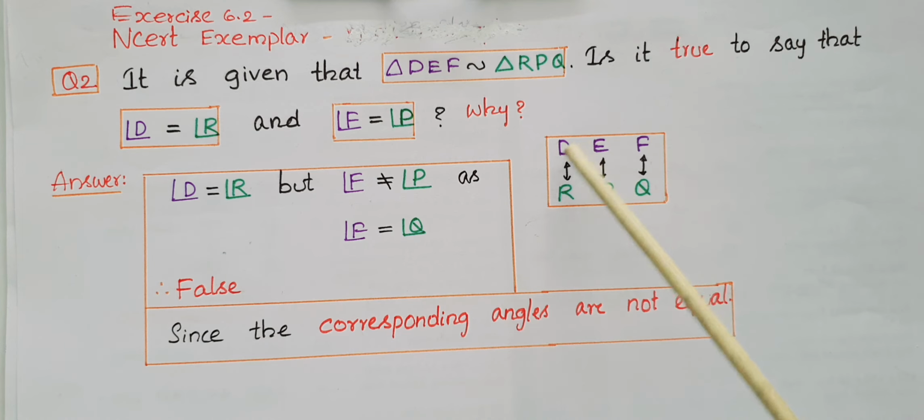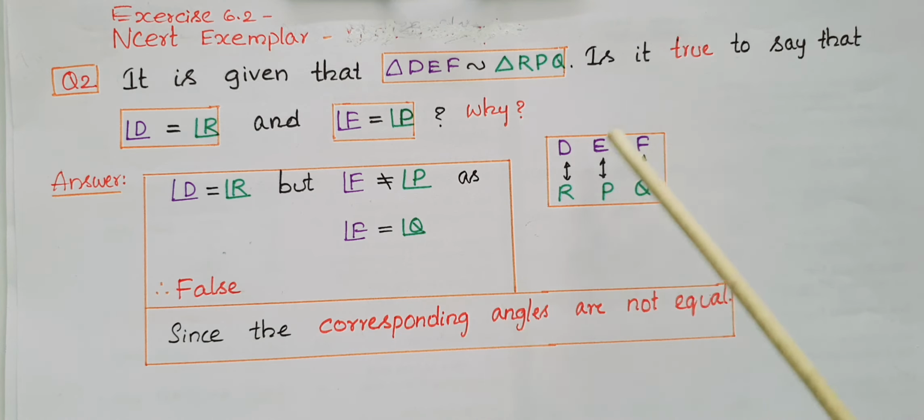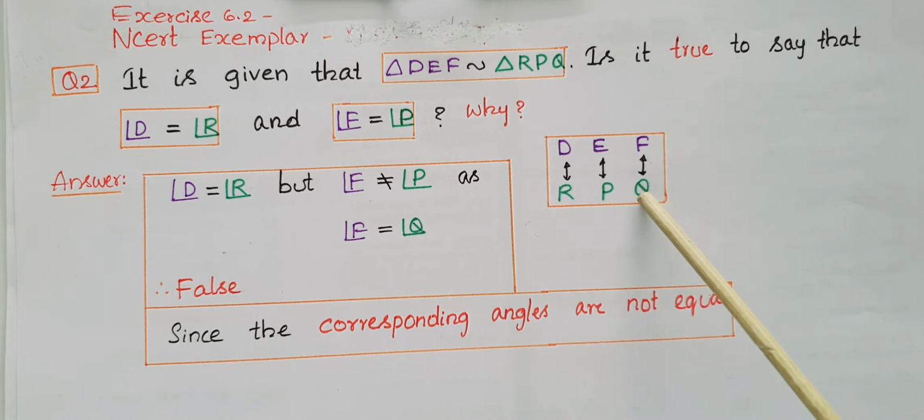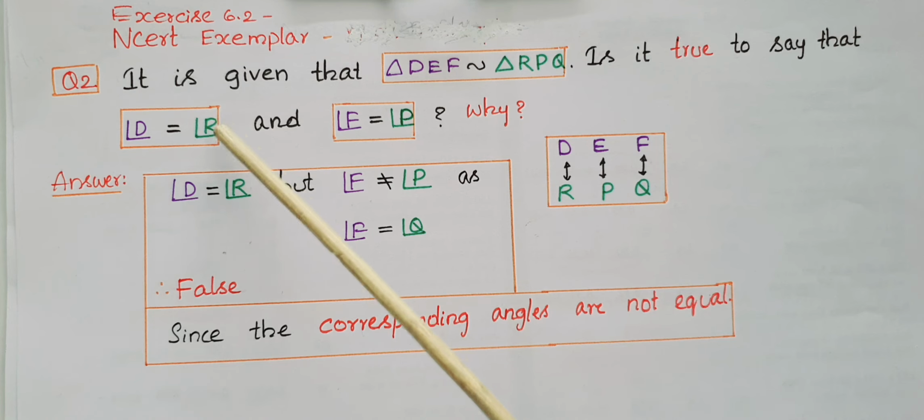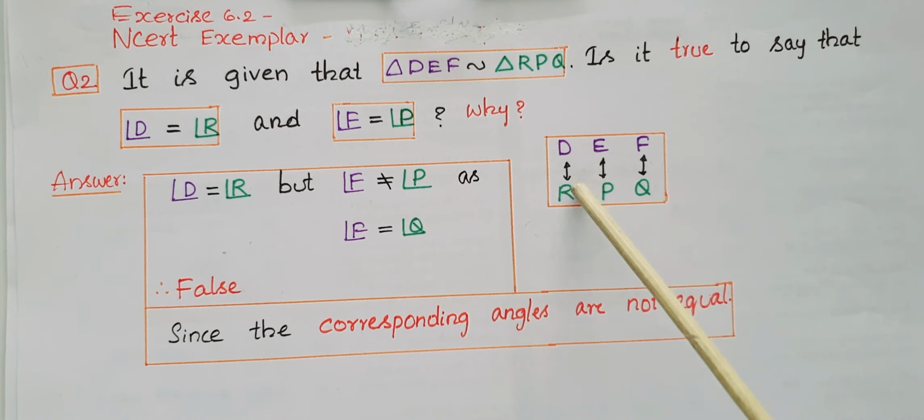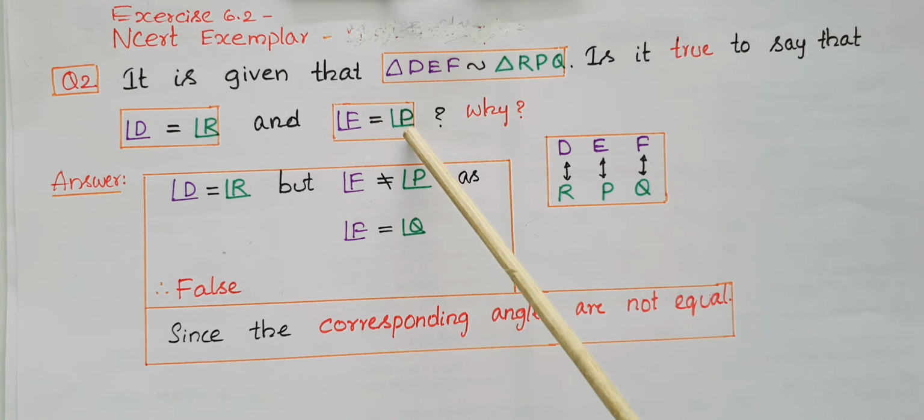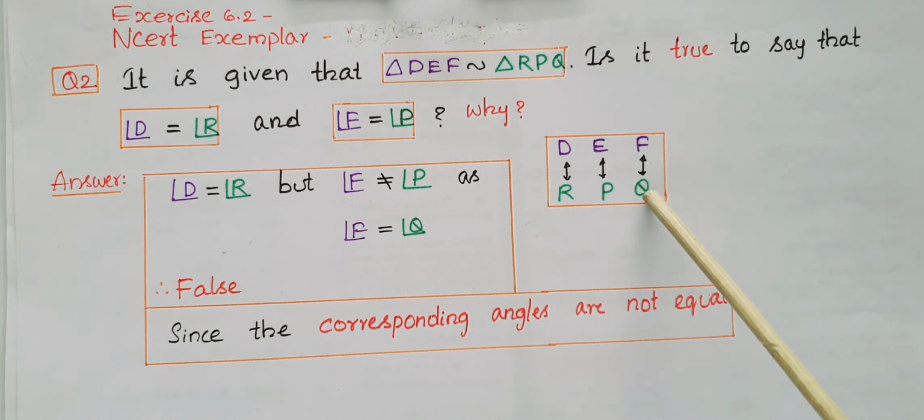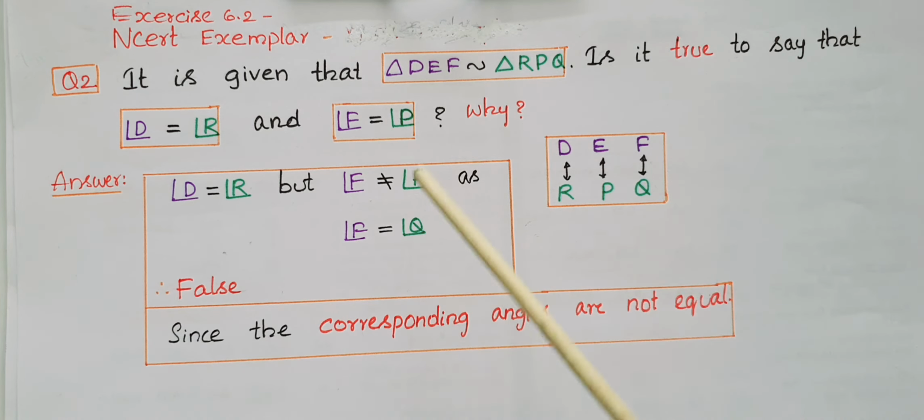So here triangle DEF is similar to triangle RPQ. So we can equate the corresponding angles because these two triangles are similar. So angle D is equal to angle R, angle E is equal to angle P, angle F is equal to angle Q. Angle D is equal to angle R, that is given, so this is true. But angle F is equal to angle Q, not angle F equal to angle P. So this is not true. So this statement is false since the corresponding angles are not equal.